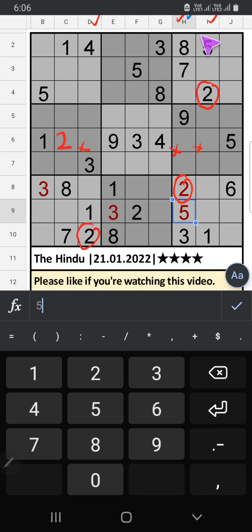Column H we have 3 numbers remaining: 1, 4, 6. 6th row we have 1 and 4. So 1 and 4 can't come in this cell. It will come in any one of the cells. We will confirm later. Then only 1 number is remaining. 6 is confirmed here. 6th row only 2 numbers are remaining. 7 and 8 will confirm later.